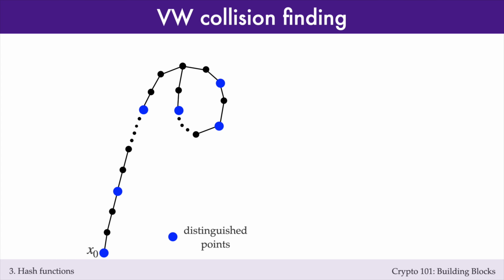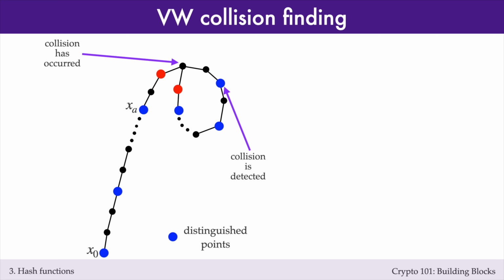When a collision eventually occurs, we likely won't detect that it has occurred because we've only stored the blue points and not the black ones. However, since the cycle repeats after a collision has occurred, we will shortly thereafter encounter a distinguished point which is already in the table. We then will have detected that a collision has occurred.